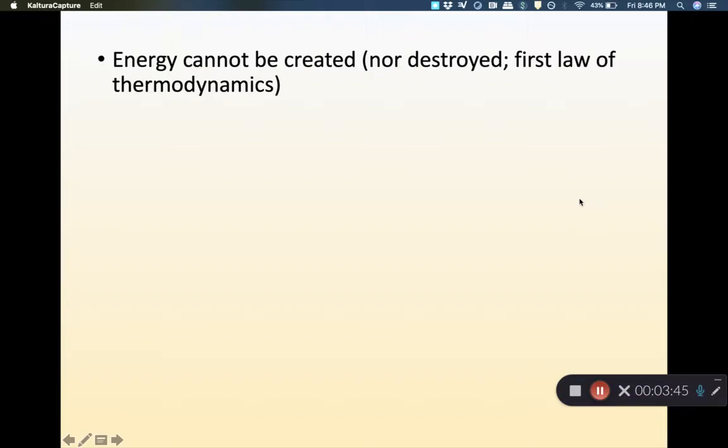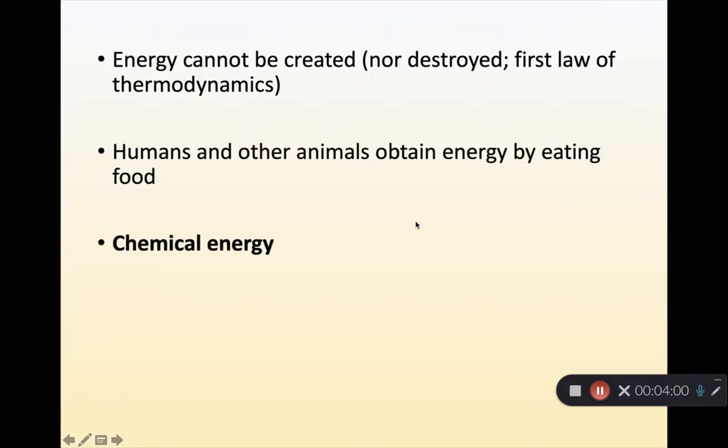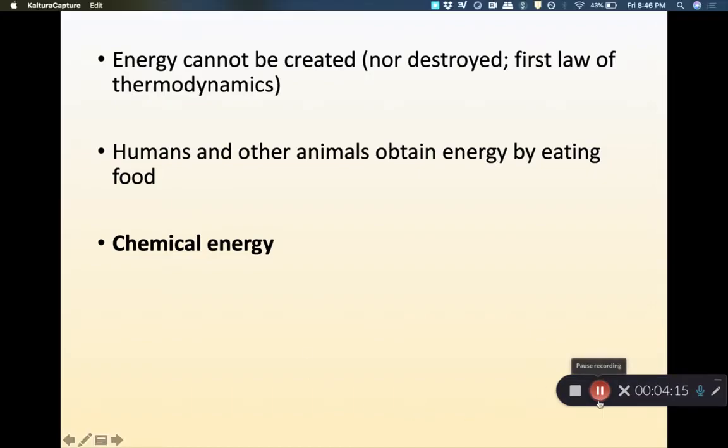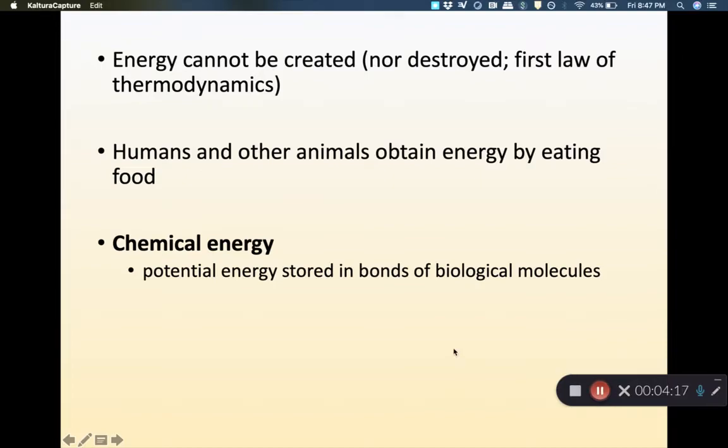This is just a brief review. You're probably all aware of the first law of thermodynamics, where energy cannot be created or destroyed, and that humans and other animals obtain energy by eating food, which is what we've been discussing in our previous lectures on digestion and metabolism. All of this is forms of chemical energy, and chemical energy is essentially potential energy that is stored within the bonds of biological molecules.